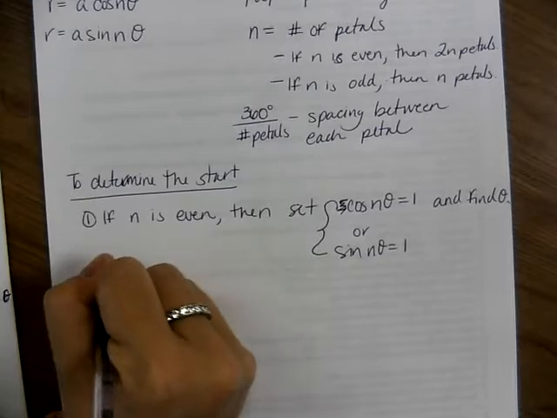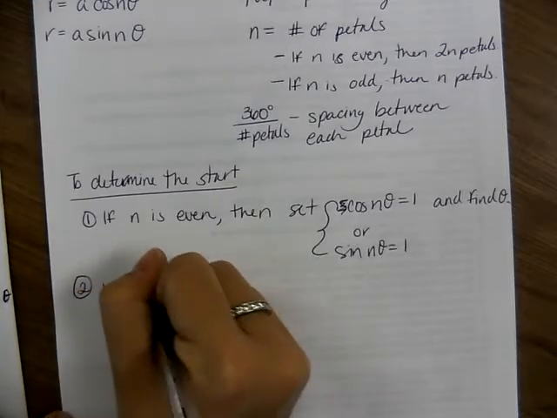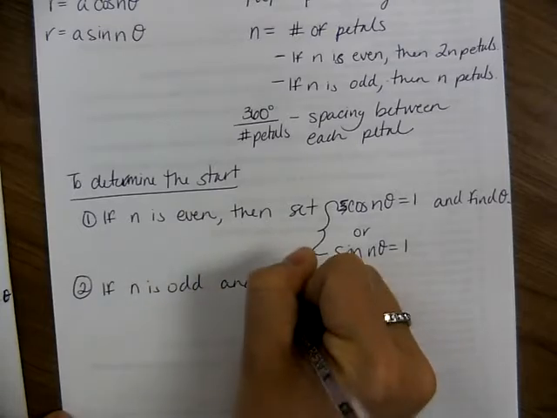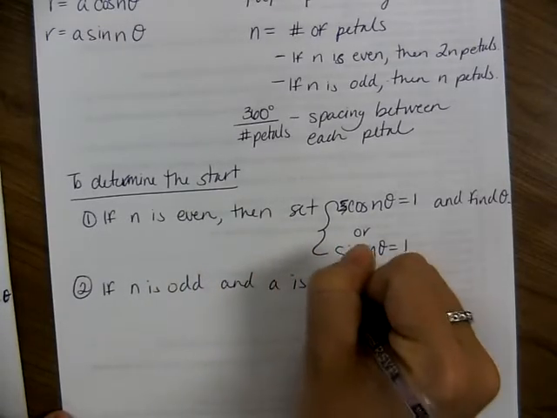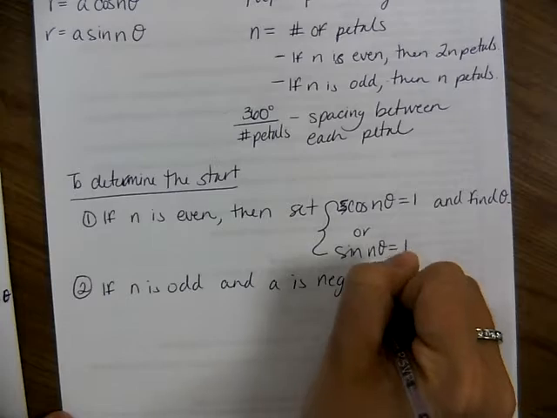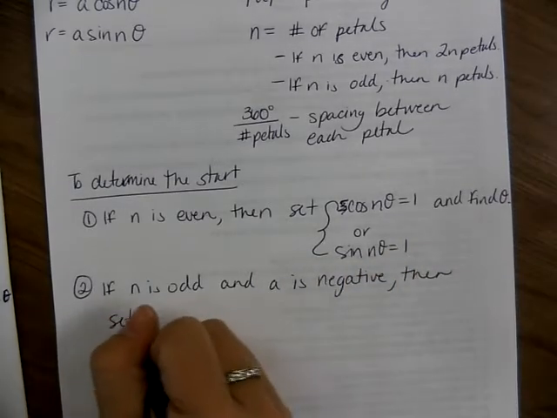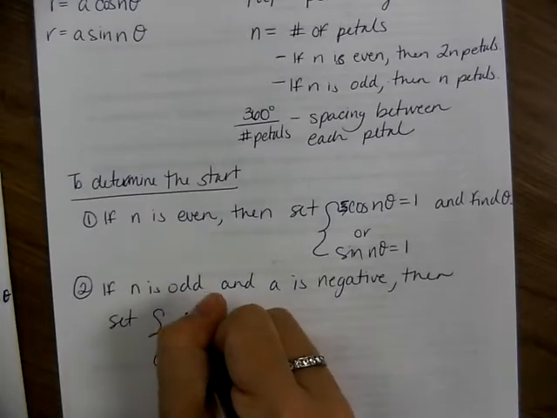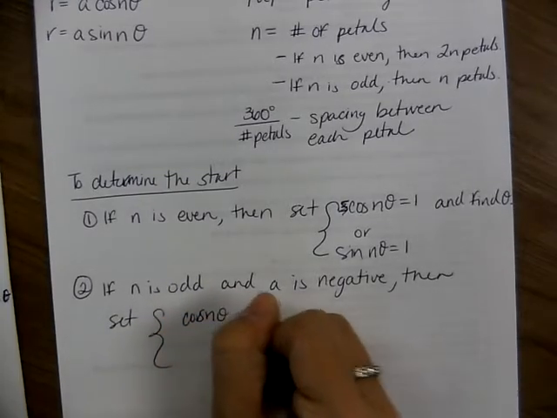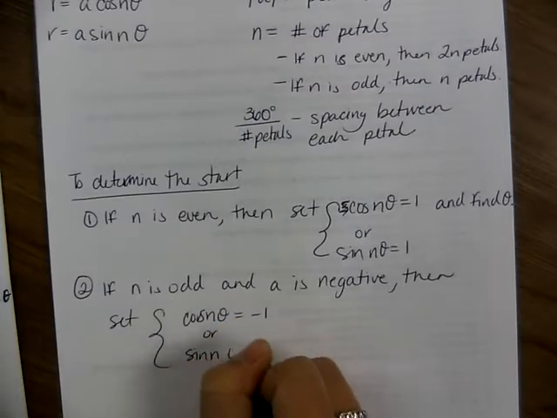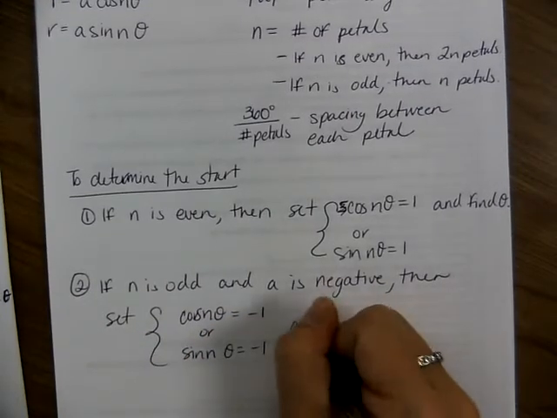And if n is odd and a is negative, then you set cosine of n theta equal to negative 1, or the sine of n theta equal to negative 1, and you find theta.